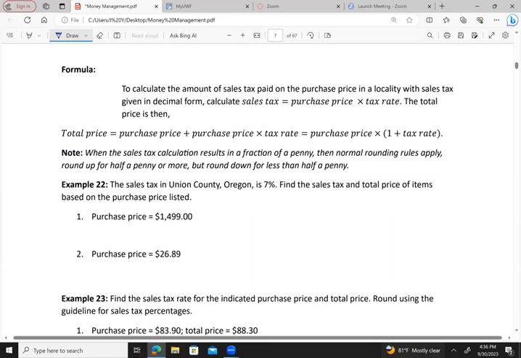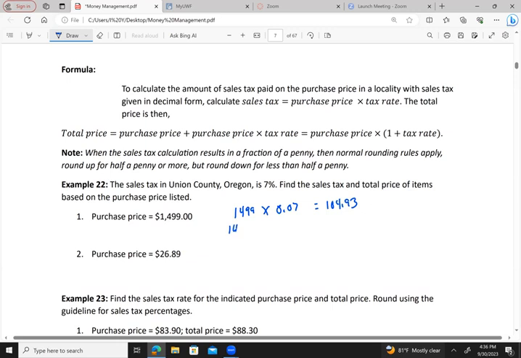So the sales tax in Union County, Oregon is 7%. Find the sales tax and total price of the items based on the purchase price listed. So the sales tax is, for something purchased for $1,499, if we multiply that by 7% in decimal form, 1499 times 0.07, that gives me 104.93. That's the sales tax.